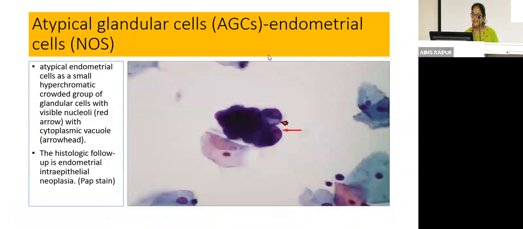Now, this is another example of AGC endometrial cells NOS. What you see here is a hyperchromatic crowded group, which is a 3-dimensional cluster in the LBC. Okay. What else do you see? Although this picture is not doing justice to it, there are nucleoli in this. And there is a cytoplasmic vacuole, which is pointed out by the arrowhead. And the histologic follow-up in this case was endometrial intraepithelial neoplasia.